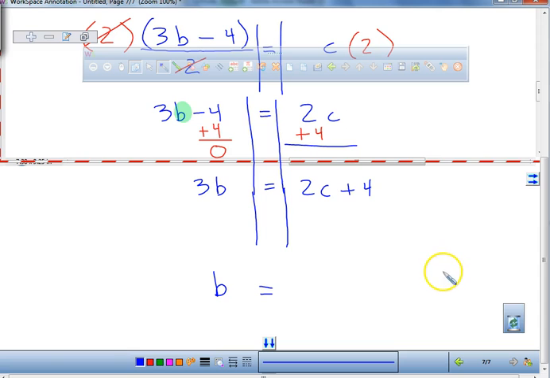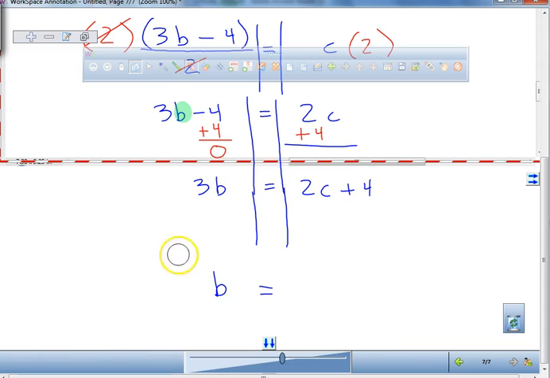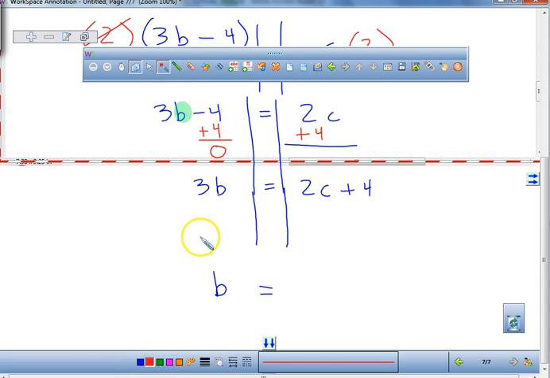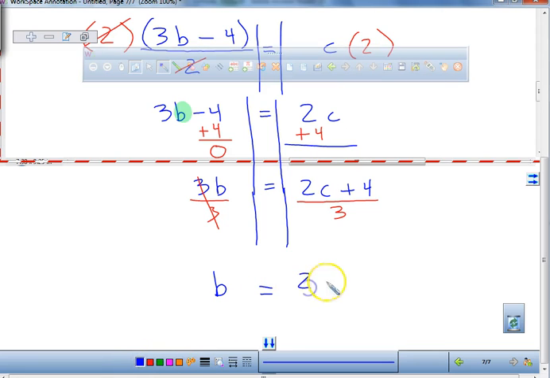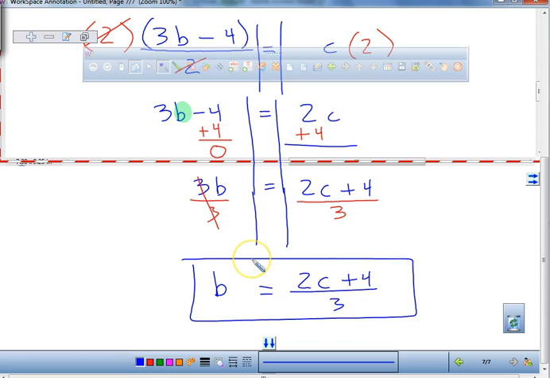Joel, Catherine, she's got it. That's right. We're going to divide both sides by 3. Divide this side by 3 and divide this side by 3. And these 3's will cancel out to a 1. And so our final answer, everybody, is 2c plus 4 all over 3. That's your final answer.